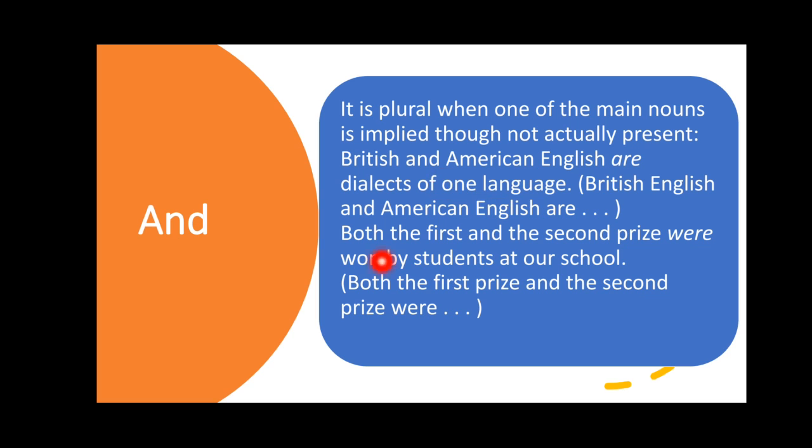Both the first and the second prize were won by a student at your school. You can see, both the first and the second prize. So what is implied here? Prize is implied here. Prize is mentioned with the second, but it is not mentioned with the first. It is implied, right? So we also use a plural verb then.